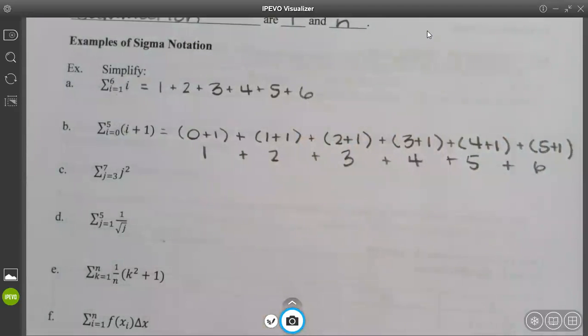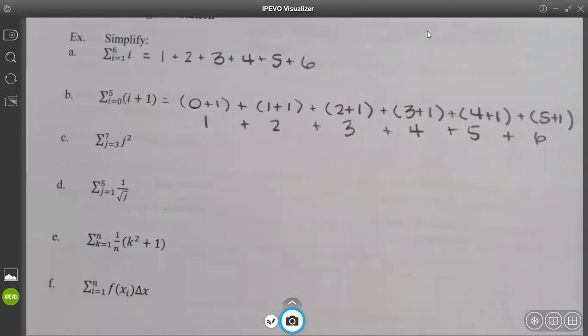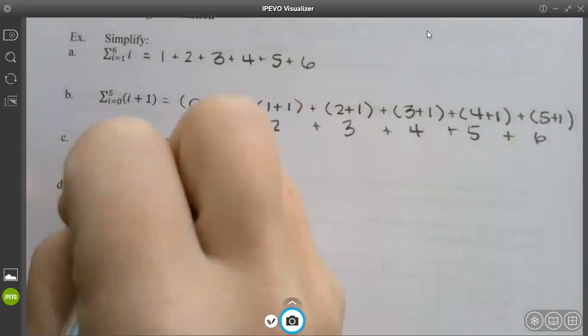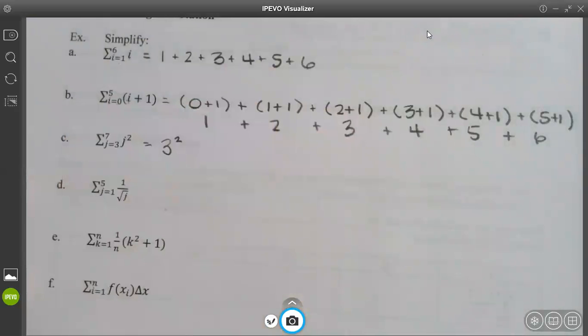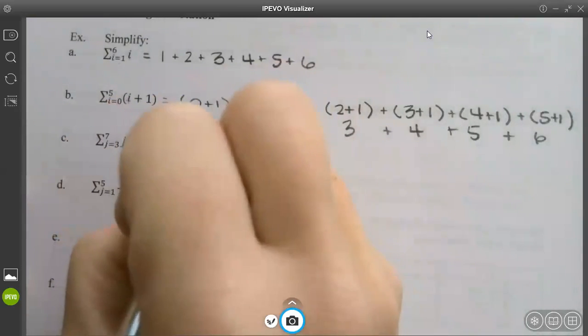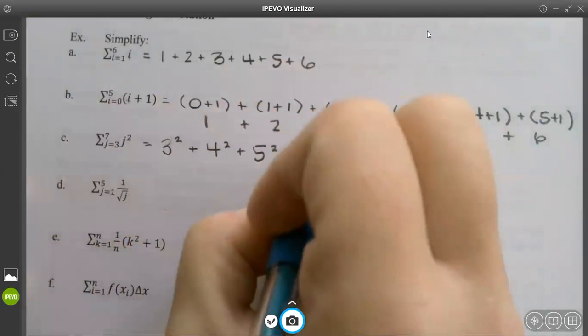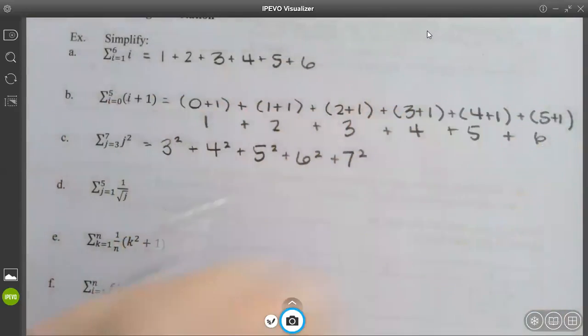All right, so what's the difference in C? What else? It's j, so it's not i, but it's still the same thing. We can have n, k, r, p, it doesn't matter, it's just any variable. What else? Starts at 3 and goes to 7. So we're going to take that function, j squared. We're going to start with 3, so 3 squared. We're going to add 4 squared, 5 squared, 6 squared, and we're going to stop at 7 squared.